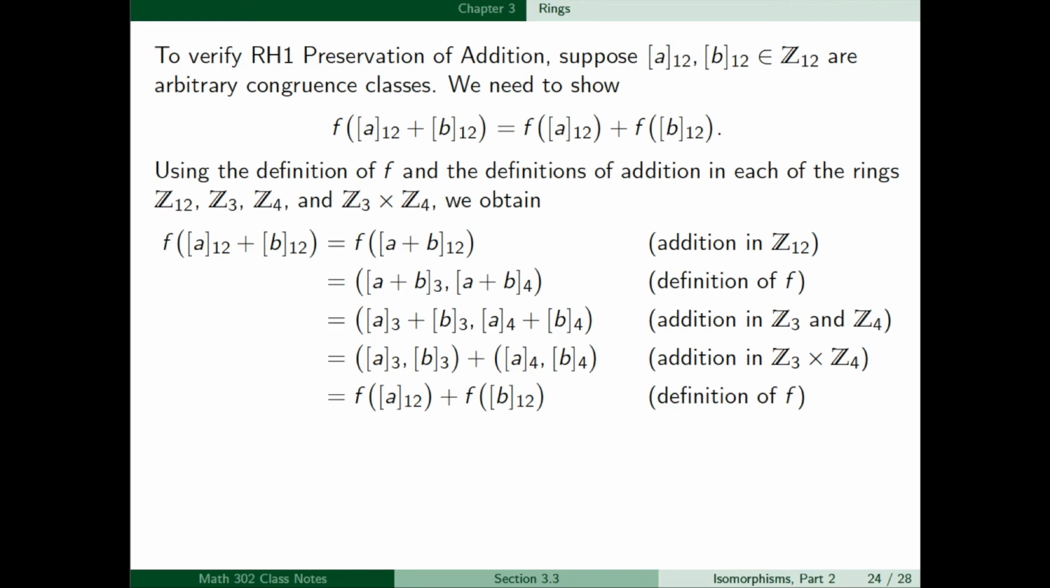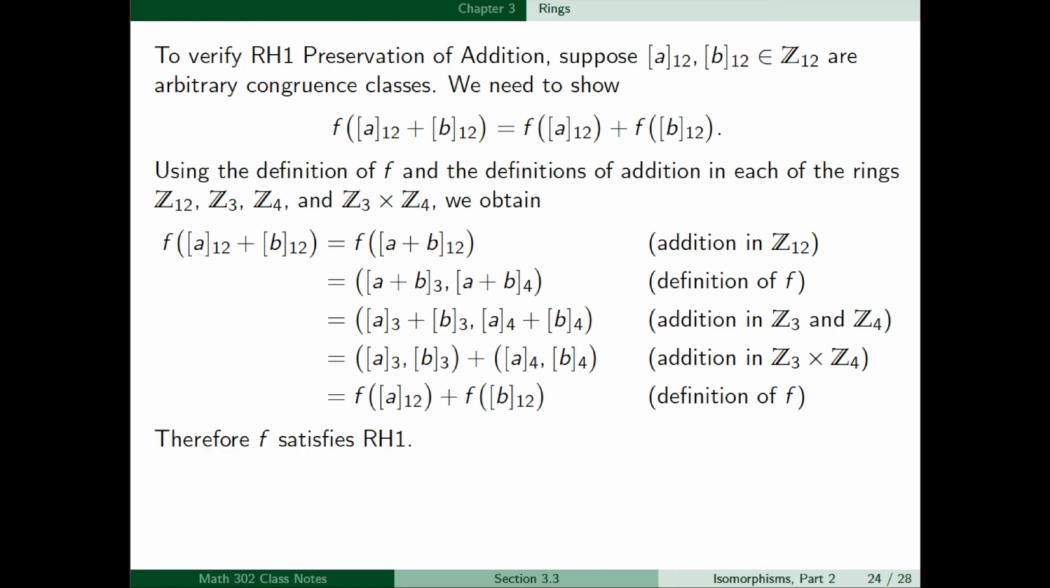So in the next to the last line there, the first ordered pair should be the class of A in Z3, class of A in Z4. And then the second ordered pair should be the class of B in Z3, class of B in Z4.